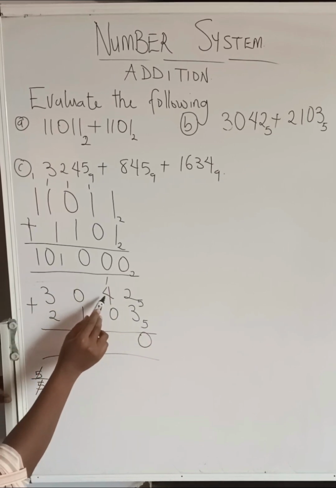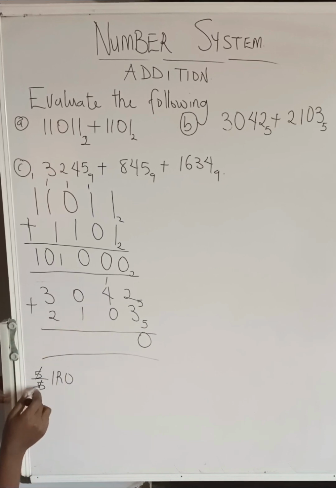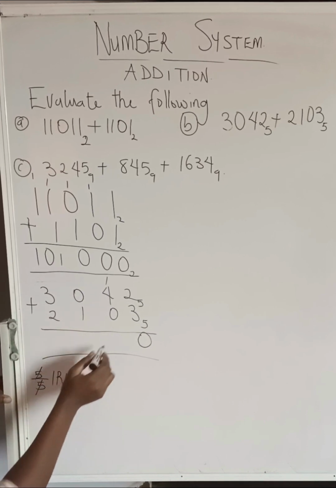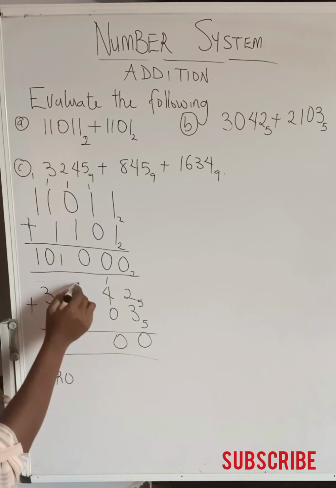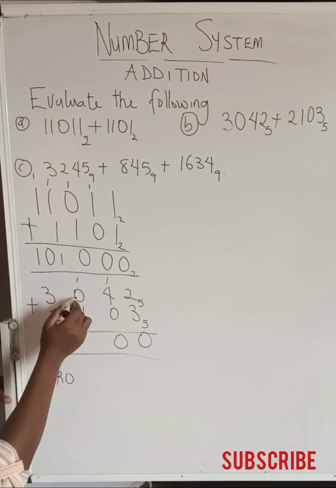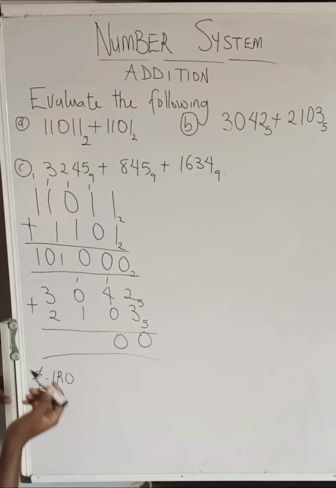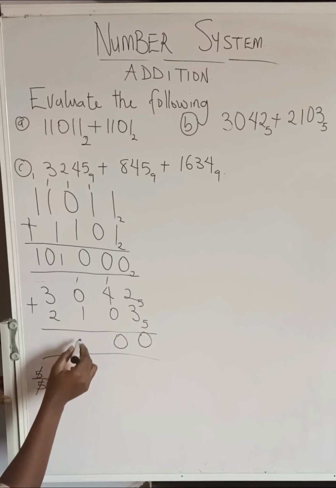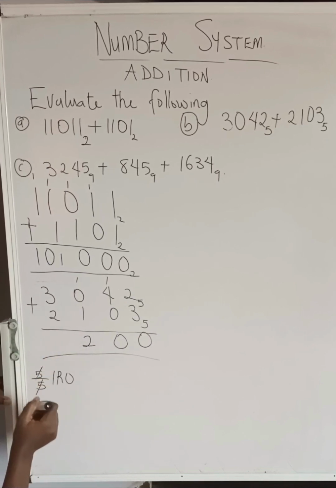1 plus 4 is 5, 5 plus 0 is 5. We still have this, 5 divided by 5 will be 1 remainder 0. We write down 0, we bring down 1 here. 1 plus 0 is 1, 1 plus 1 is 2. Are we able to write down our 2? Oh yes, because it's less than 5.